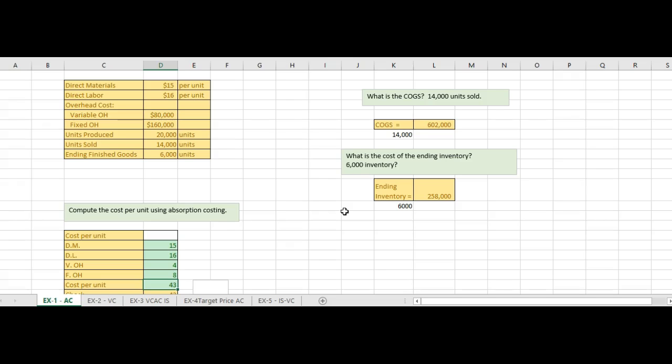So now think about this. It's going to be the 14,000 units sold times the $43, which gives you 602,000. What's your cost of the ending inventory? Okay, that's 6,000 times that 43, and you come up with 258,000. So that's pretty standard fare, and you should be pretty comfortable with that.